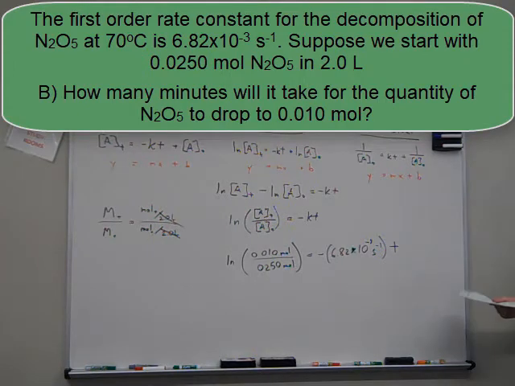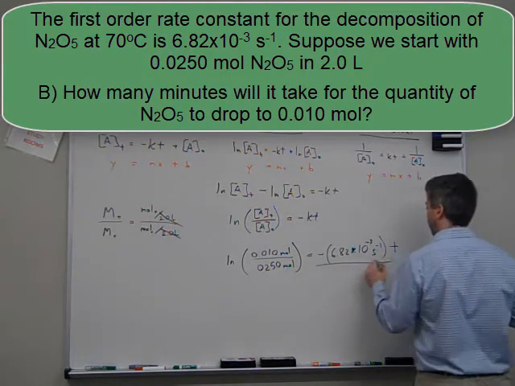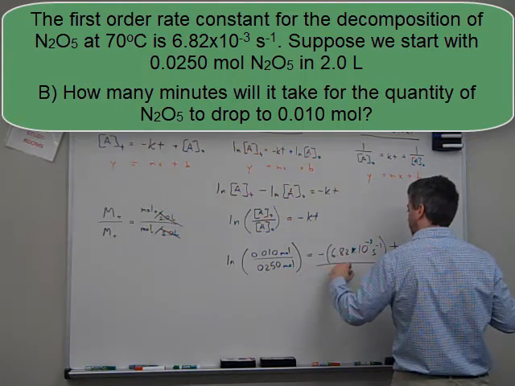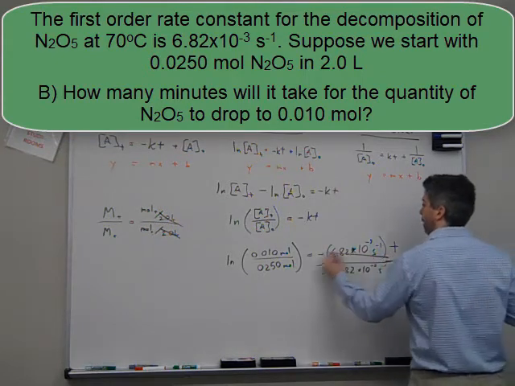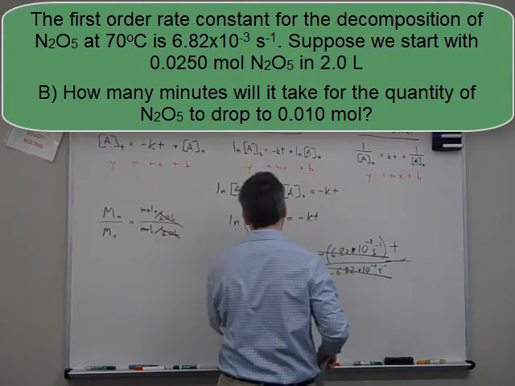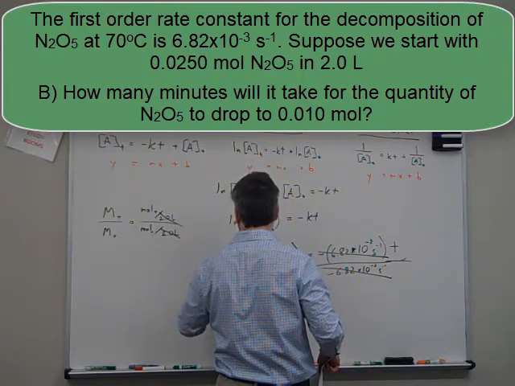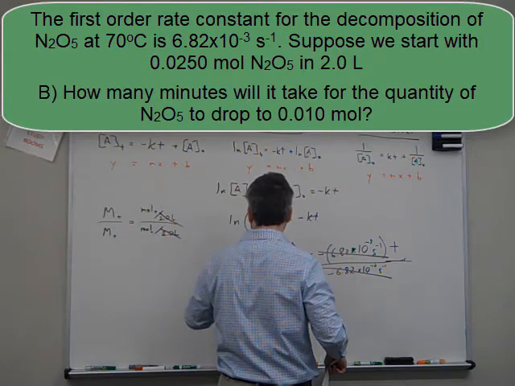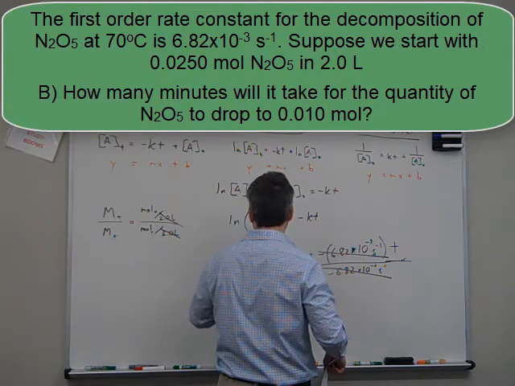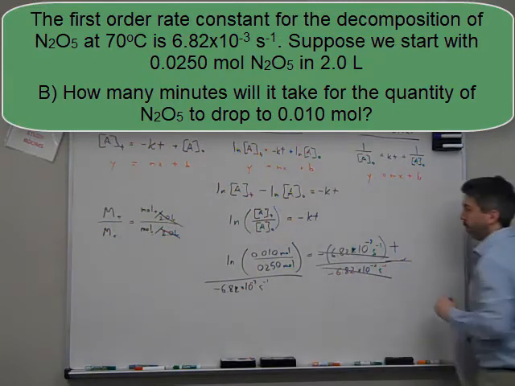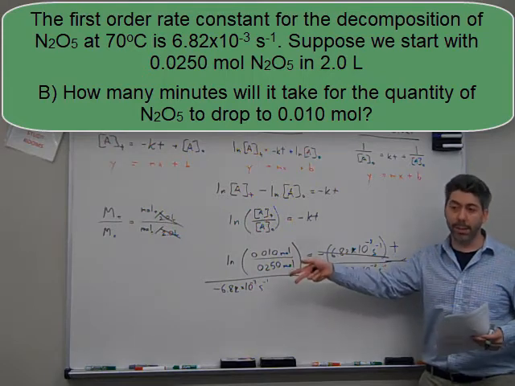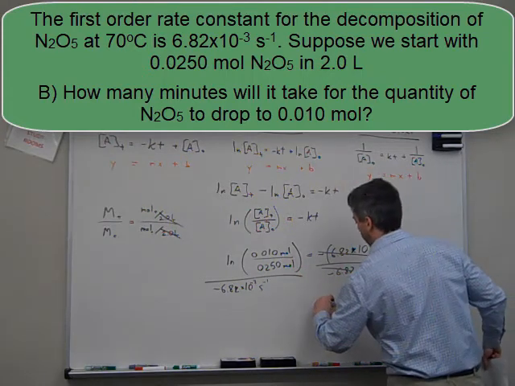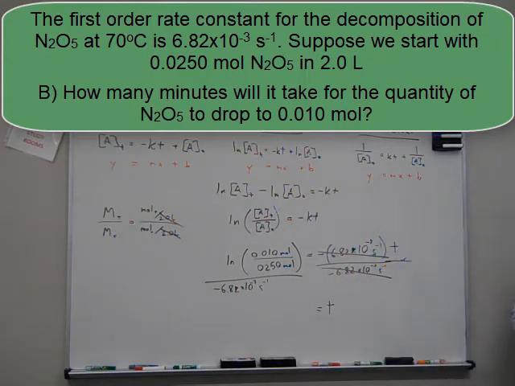So all I have to do here is solve for t. So I just divide both sides by negative 6.82 times 10 to the negative third seconds to the negative 1. And that's going to clear this out. I'll divide that on this side as well. And of course, this top part is going to be unitless, but if I divide by seconds to the negative 1, it's going to flip to seconds. Which is good, because I'm solving for time, so I should get a unit of time, like seconds or minutes. Well, what does that give me if I calculate that?